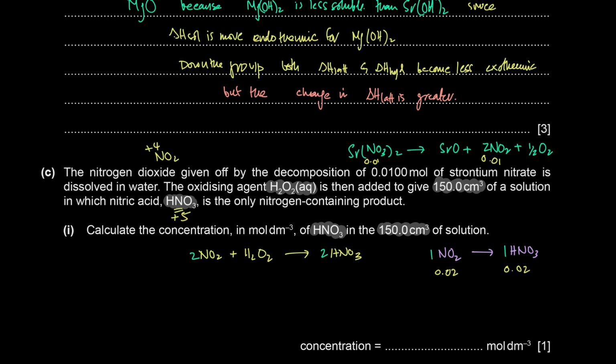So over here, what we have is 0.02 moles of nitric acid. So then what's the concentration? The number of moles per unit volume. So that will be 0.02 divided by the volume in dm³, so that will be 0.15. So then what does this concentration come out to? This is equal to 0.133 moles per dm³. So that's your answer.